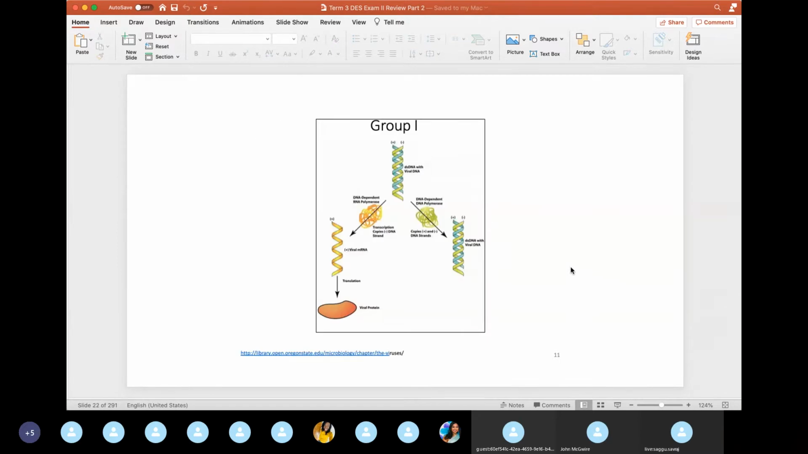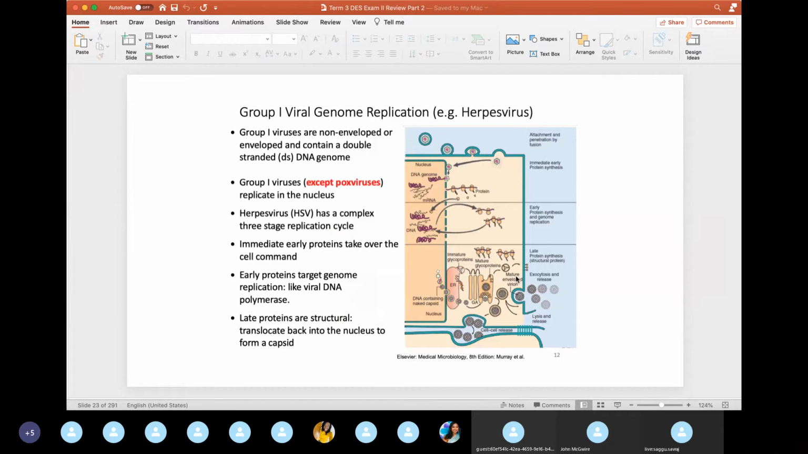So group 1, as I've said, you have a double-stranded DNA. You need DNA-dependent DNA polymerase to make copies of the strands. And then once you have the positive viral mRNA, it can be converted into your proteins. Example of group 1 viral genome replication, herpes virus, right? Remember, they are enveloped and contain a double-stranded DNA genome. Herpes viruses, except pox viruses, replicate in the nucleus. They have a complex life cycle.